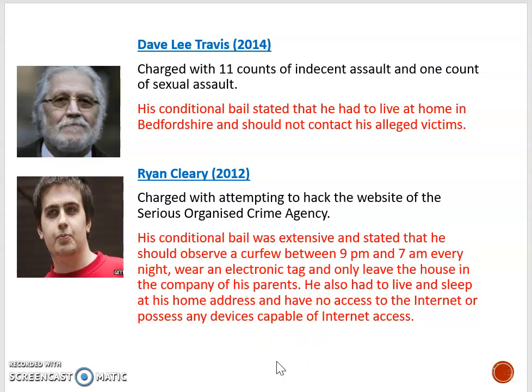Think about that for a second. How would you lot cope for 5 minutes without your phones? So that just illustrates how flexible conditional bail can be, and it can achieve the aim of giving bail, but still ensuring public safety and that they're not reoffending or similar.